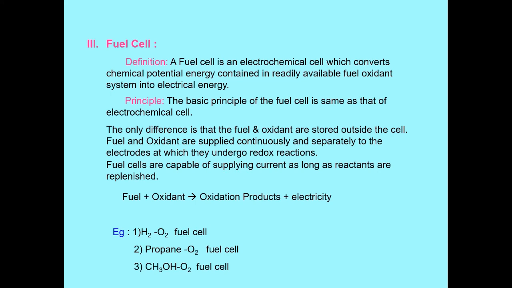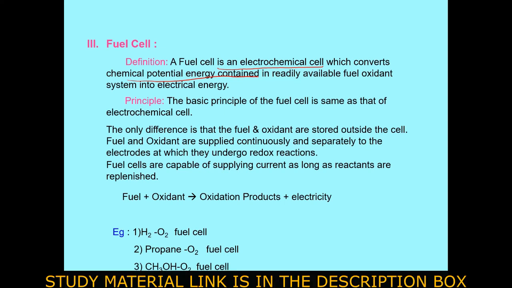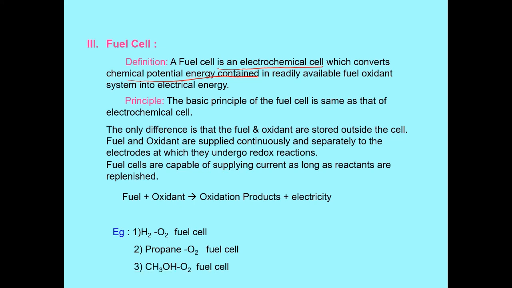As we have already learned in the batteries, the primary or secondary batteries, the principle is like the electrochemical cell, right? So basically the fuel cell is also an electrochemical cell, like all other batteries, and it will convert the chemical potential energy contained in a readily available fuel oxidant system into electrical energy. Means that it will directly convert the chemical potential energy into electrical energy by supplying this fuel oxidant.